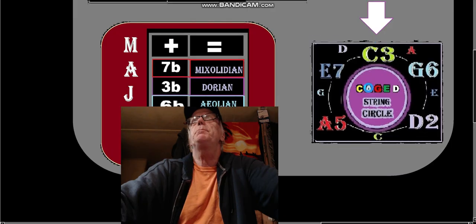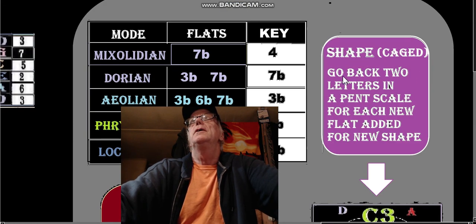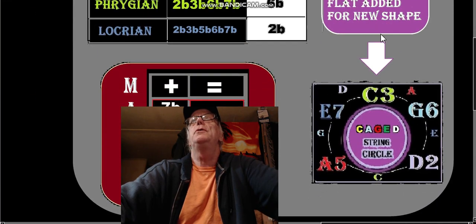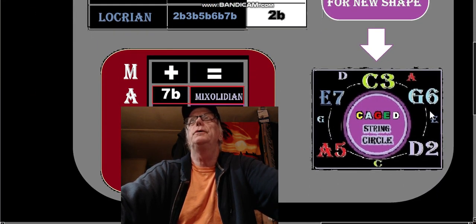C-A-G-E-D. It says skip one. Now we're going back 2 letters in a pent scale. So we're going in fourths, so we're going backwards. So here's your pent scale: C, D, E, G, A. C, D, E, G, A. So we're going to skip every other letter in the word CAGED backwards to do the fourth shapes.